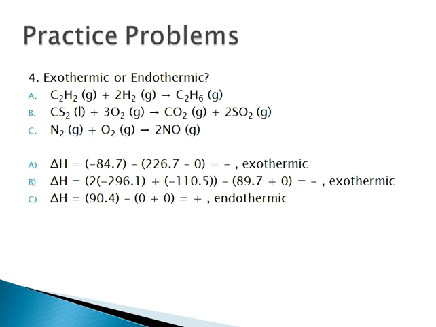Problem 4. When trying to figure out whether a reaction is exothermic or endothermic, you only have to worry about the sign of the delta H, not the actual value. So using a table of standard enthalpies of formation, you can solve for the sign of delta H. A. A negative minus a positive gets you a negative, so it is exothermic. B. A negative plus a negative minus a positive gets you a negative, so it is exothermic. C. A positive minus 0 gives you a positive, so it is endothermic.